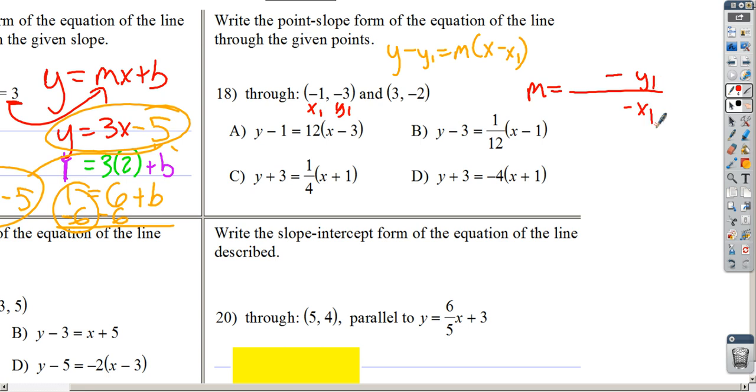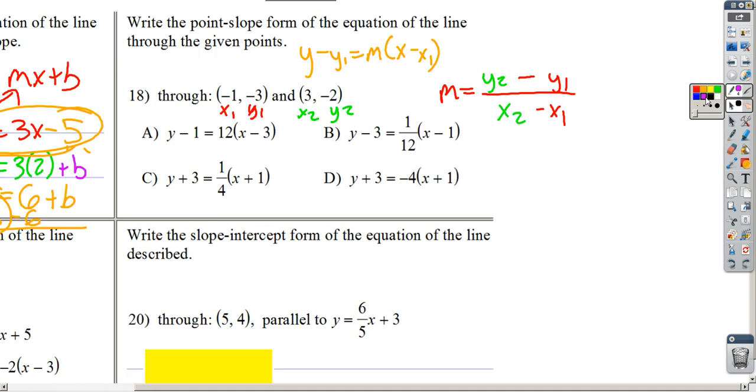Just kind of doing this color coordinated, it's a little bit easier to see. And then here's x2, here's our second x, here's our second y. Okay, so there's our formula right there. So now all we need to do is just plug this stuff in. So let's do that. So y2 is negative 2, and y1 is negative 3.